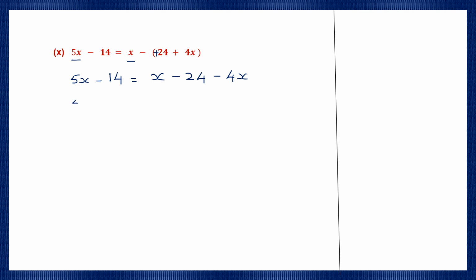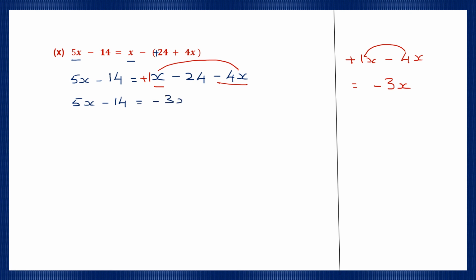So on the left hand side, I have 5x minus 14. On the right hand side, I'm going to work out this x and minus 4x. So this is plus 1x. So I'm going to work out these two. Let's do that. Plus 1x minus 4x. Signs are different. So let's put the sign of the bigger number and subtract: 4 minus 1 is 3x. So this is minus 3x minus 24.